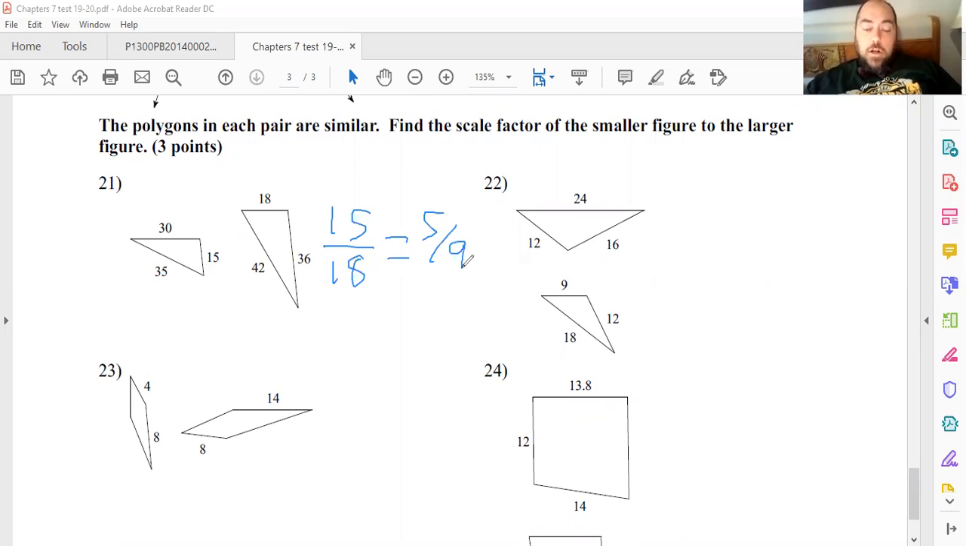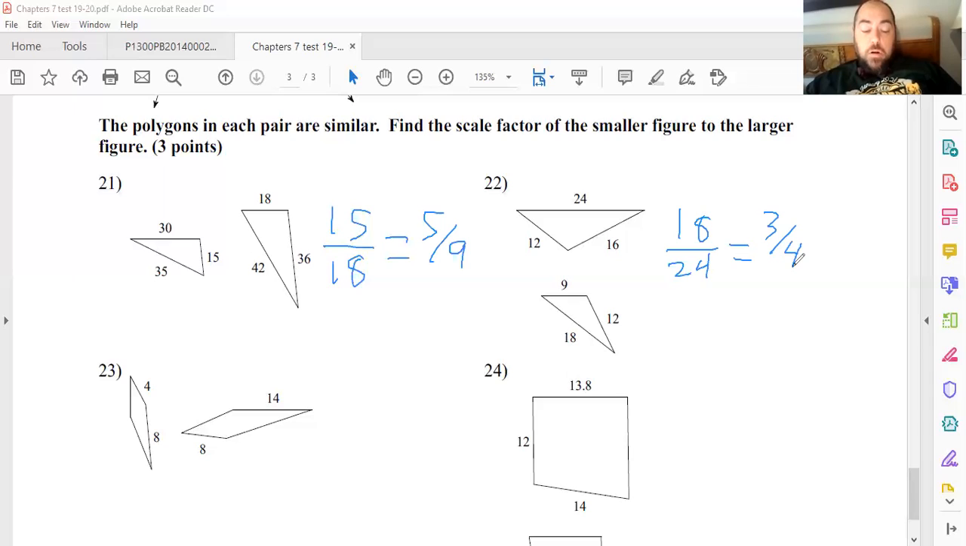22. Again, we want to go short to short, medium to medium, long to long. So here, if I were to take the long 18 to 24, each one of those I can pull a 6 out of, so that gives me 3 to 4. So notice if I went short to short, that'd be 9 to 12. I can pull a 3 out. Again, I get the same thing.